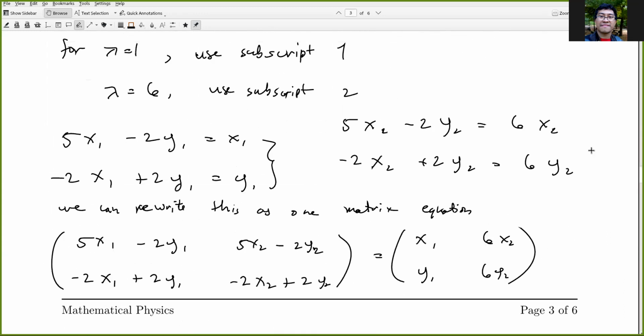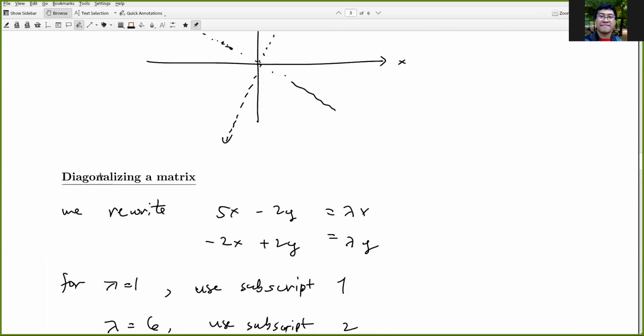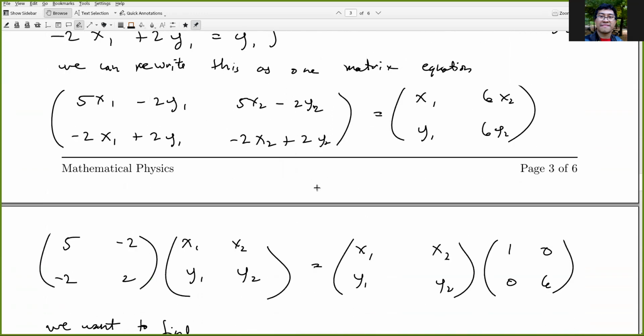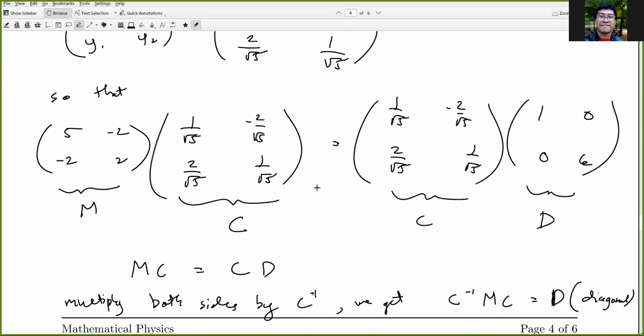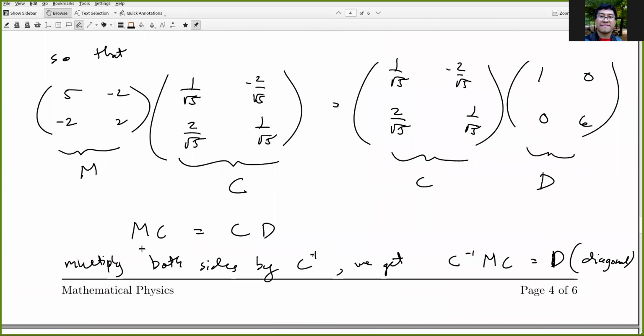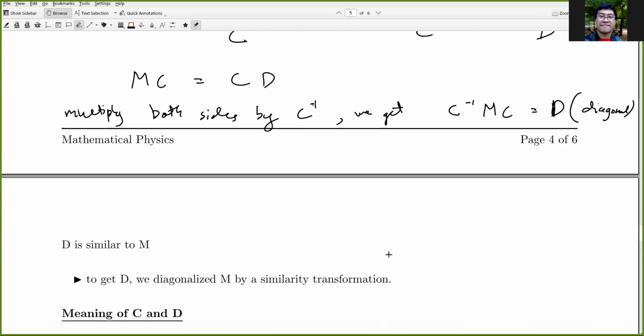So this is called diagonalization of a matrix. We start with matrix M, and we ended up with a version of M that only has diagonal entries. So M is similar to D. D is similar to M. They are not equal, but they are similar. And to get D, we diagonalized M using a similarity transformation.